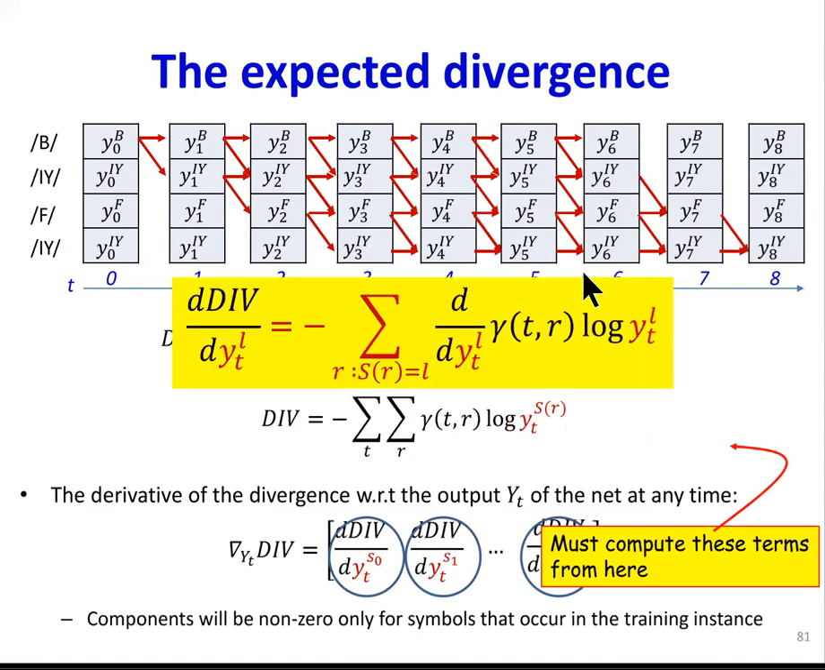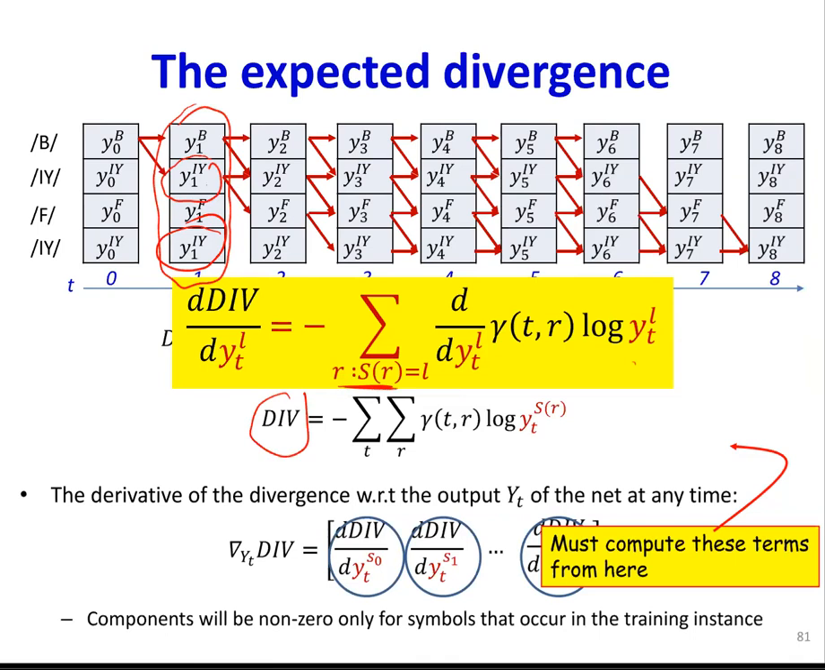If you take any particular symbol, for example, the derivative of the divergence with respect to the probability assigned to the symbol A is 0 because A doesn't occur anywhere. But if I look at the derivative of the divergence with respect to the probability assigned to symbol E at any time, it's going to be the contribution from each occurrence. YE occurs twice in this particular case, so it occurs in multiple columns. So you're going to go over all the rows that include the symbol.